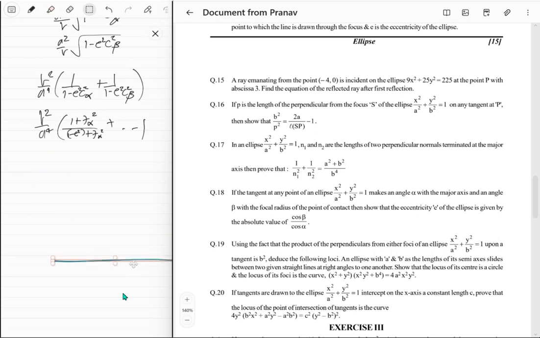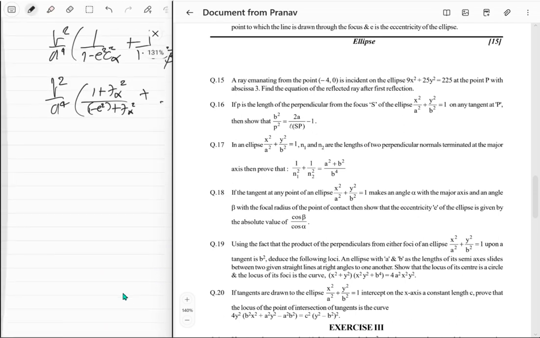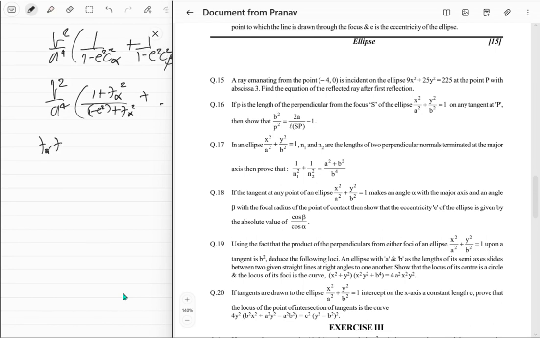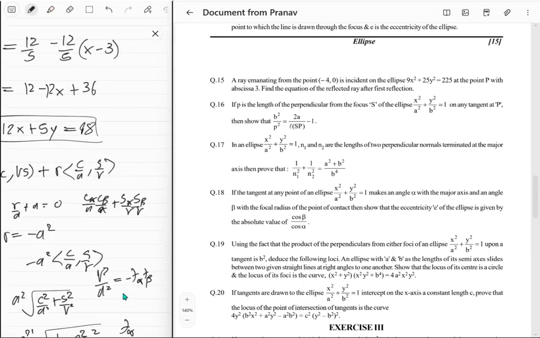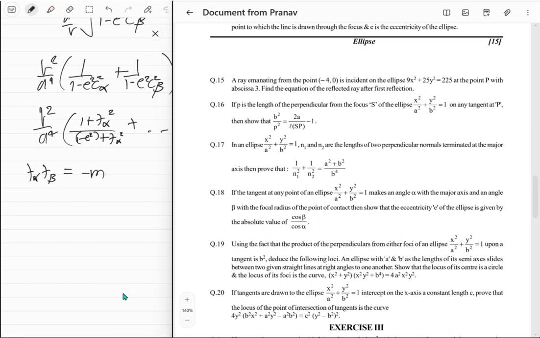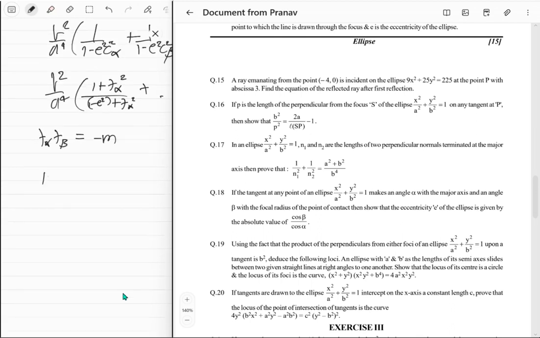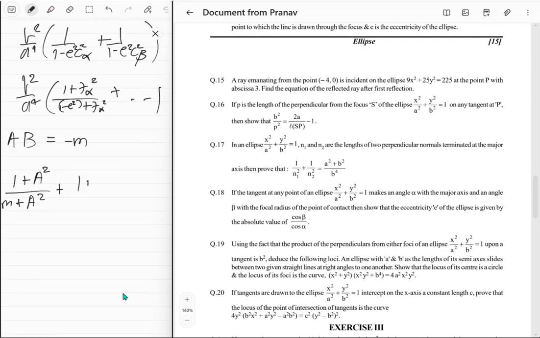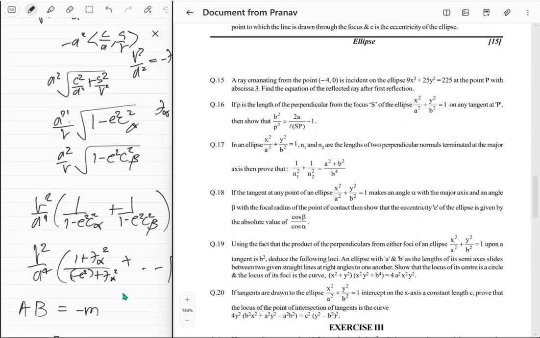Okay, once again. So tan alpha tan beta is just equal to negative m. And then this must be the case. It's like 1 plus, call this thing a and b for now. So ab is equal to negative m. And what we really want is 1 plus a square upon m plus a square, plus 1 plus b square upon m plus b square, right? That's what we're looking for.